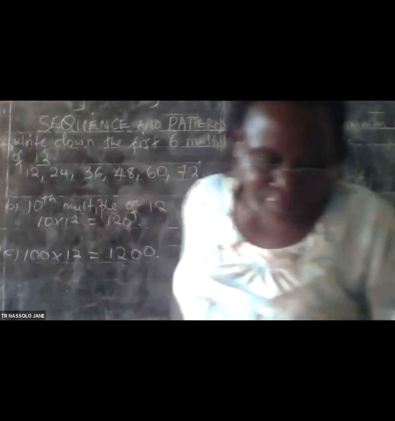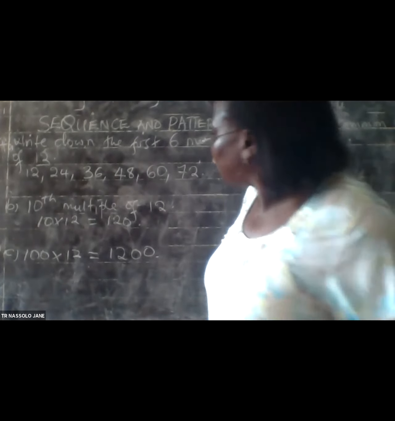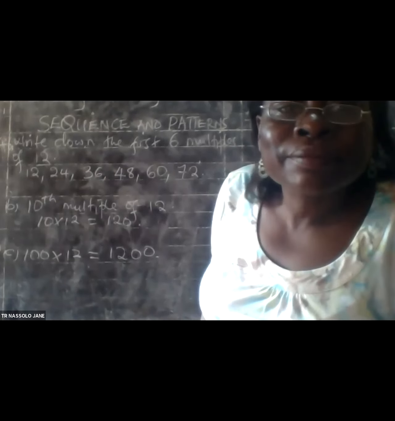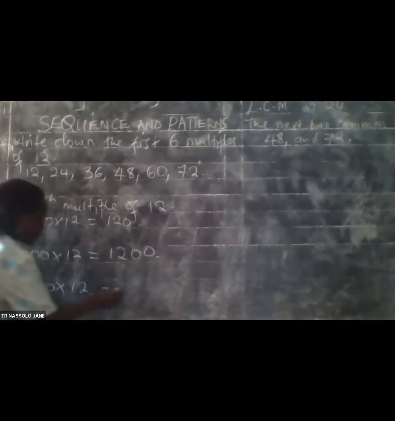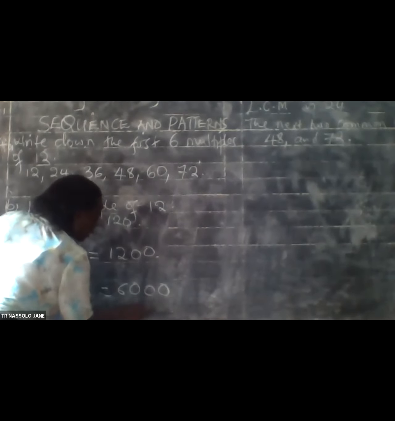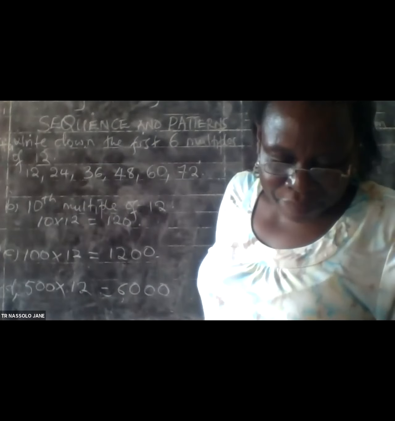The next one, what is the 500th multiple of 12? How do we get it? We multiply 500 times 12, which gives us 6,000. Thank you. Part E.